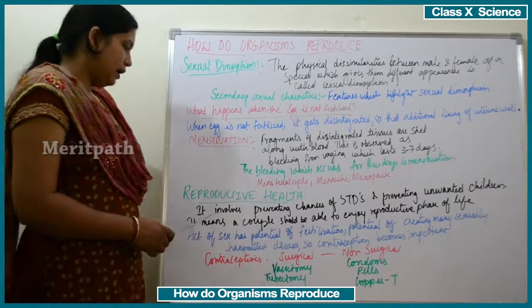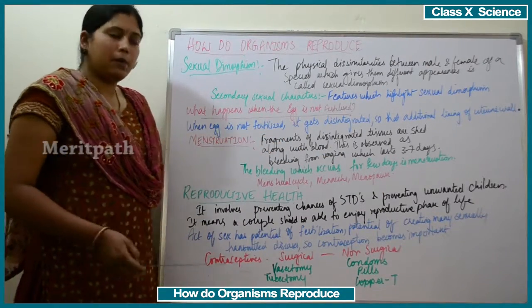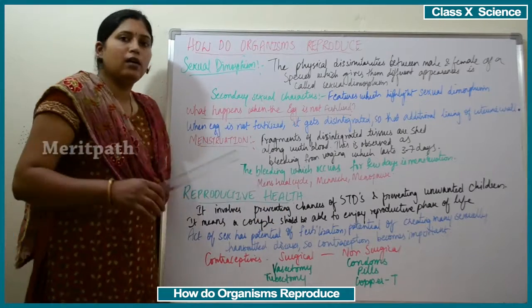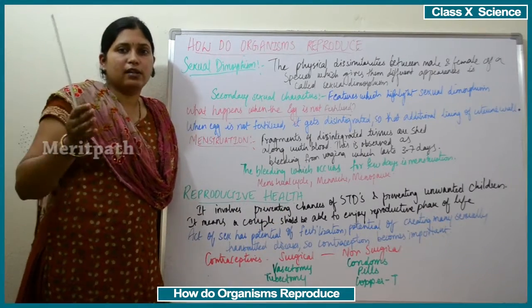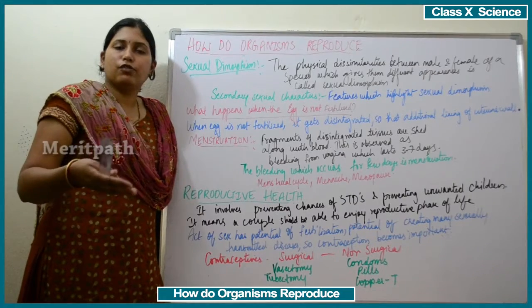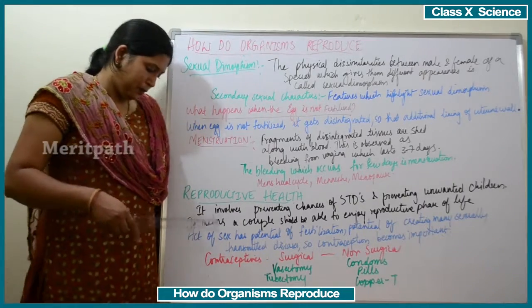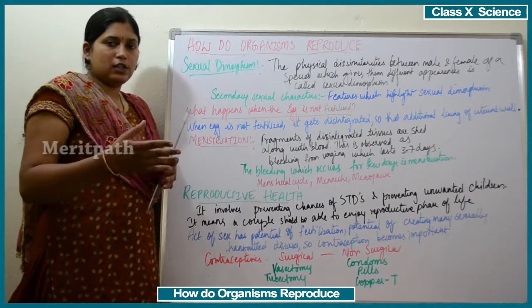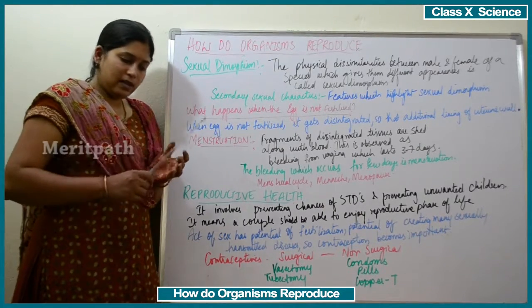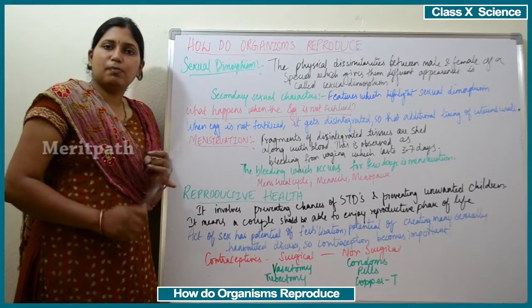So here reproductive health involves preventing the chances of sexually transmitted diseases, STDs, and preventing unwanted children. And it means a married couple should be able to enjoy the reproductive phase of life without having the burden of children in the mind. The reproductive phase of life should be enjoyed happily. And the act of sex has the potential of fertilization. That means whenever there is an act of sex, there is a chance of pregnancy.